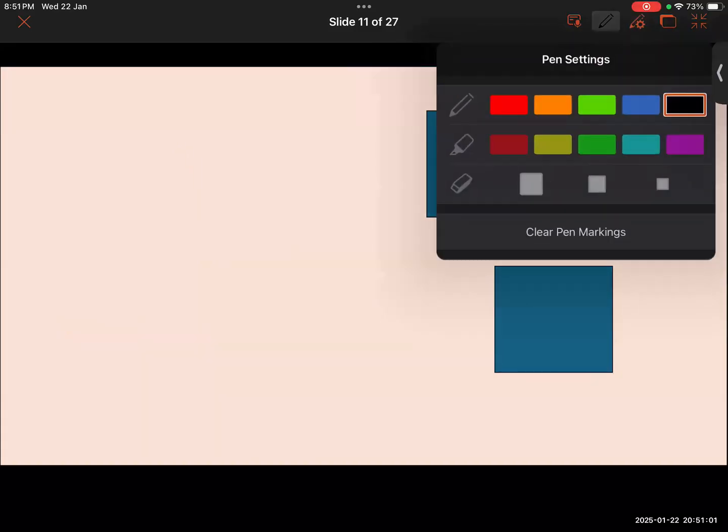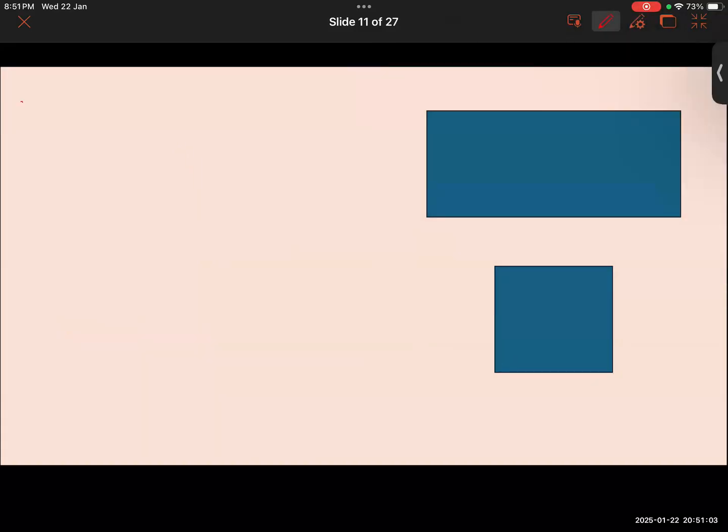I'm going to give two questions. First question: the length and breadth of a rectangle is 15 and 7.5 centimeter. Find the perimeter.